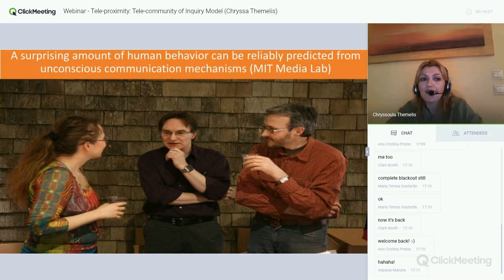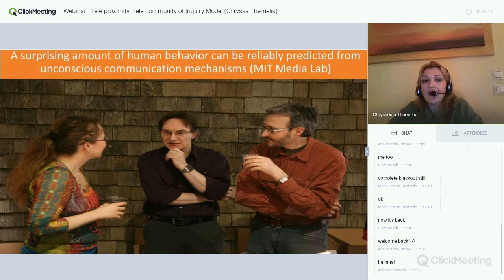And this lab is working with big data, and they have found that a surprising amount of human behavior can be reliably predicted from unconscious communication mechanisms. Actually, they have created sociometers and sensors like badges, and they could predict if somebody would be hired for a job in a job interview, if an educator is really popular with the population, or if a business deal would be sealed with a contract.